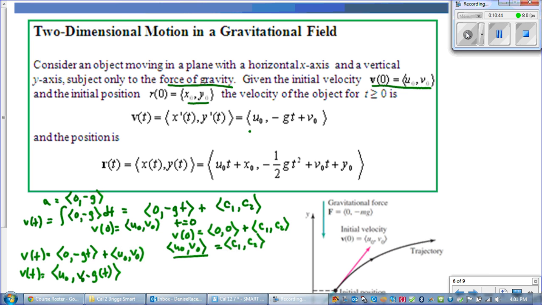And that's exactly what we have right here. So now, that's gt, not g of t.